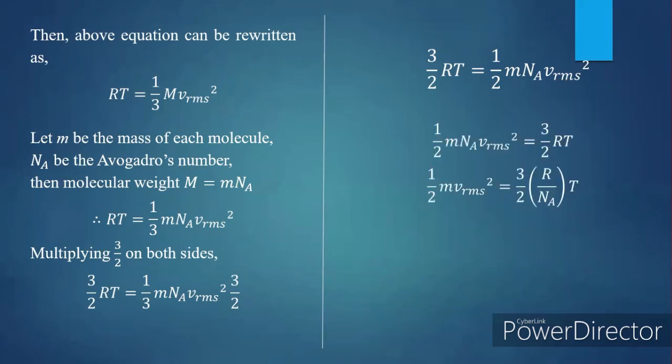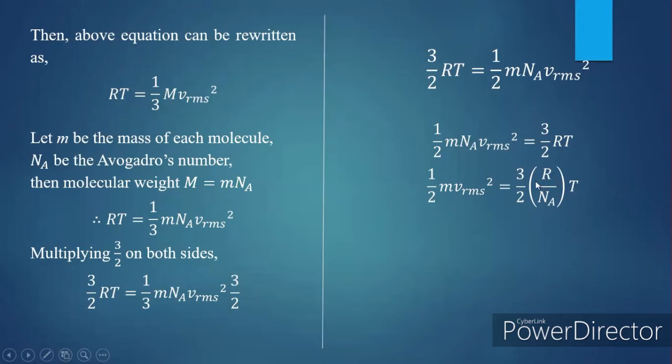Okay. Now rearrange. So this is written here. The 3 by 2 RT is written here. Then half into this Avogadro number NA is taken to the right side. You will get R by NA. So half M VRMS square is equal to 3 by 2 into R divided by NA into T.